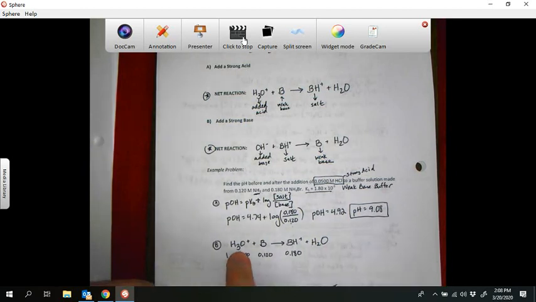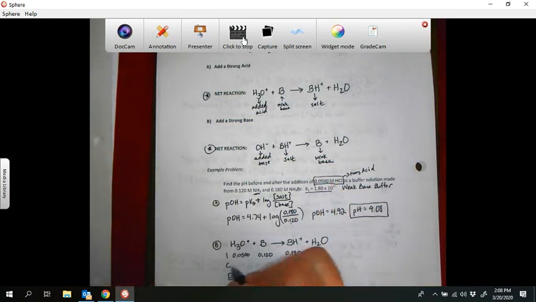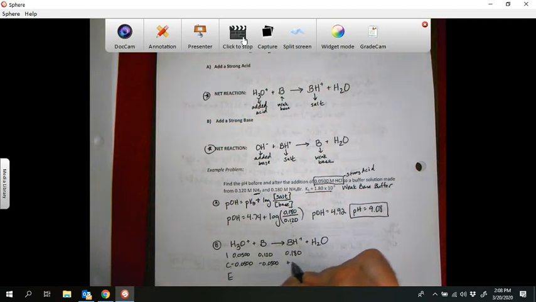Whatever we add, in this case the 0.0500 molar HCl, is going to get used up. So this goes down by this amount, and so does the base. But then on the other side of the arrow, the salt goes up by that amount. So now all we have to do is calculate our values. So this is approximately 0. The base becomes 0.0700, and the salt becomes 0.230.